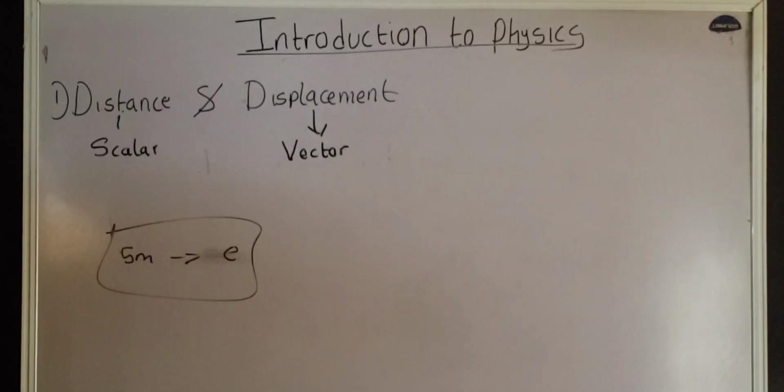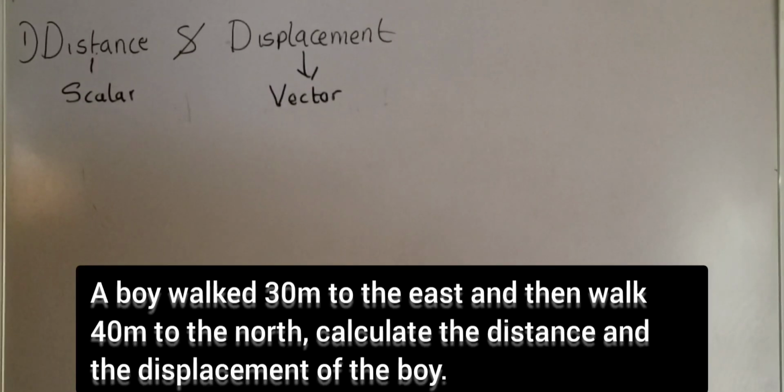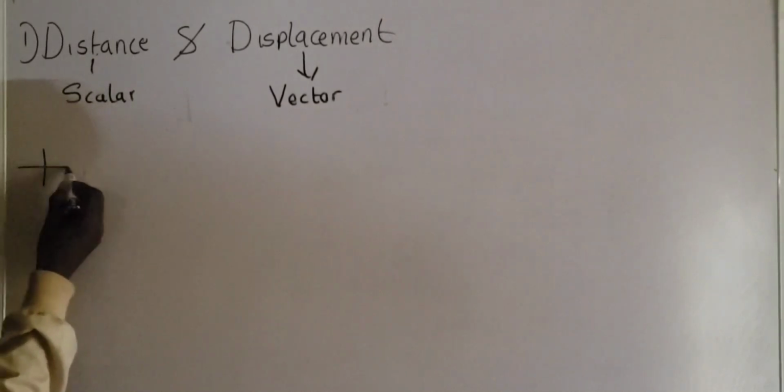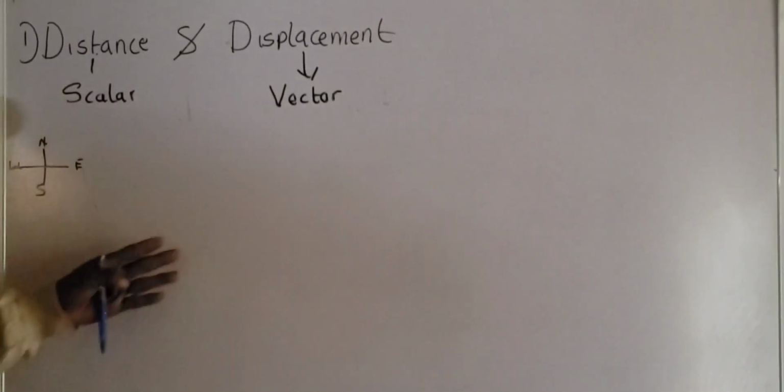Now, I want you to attempt this question. If a boy walks 30 meters eastward and then walks 40 meters northward, what is the displacement of the boy? And calculate the distance of the boy. We are told to calculate the distance and the displacement. Now, let us represent this in a diagram. These are our 4 cardinal points. You understand? We have north, south, west, east.